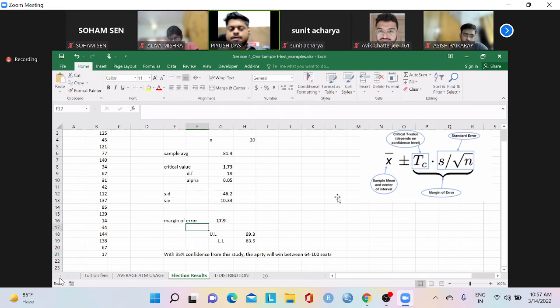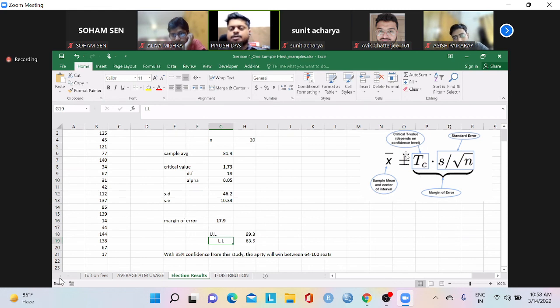So this is where your confidence interval comes in. I know that if I actually collected data from all the people who are going to vote, I would have got a result that this party will win somewhere between 64 to 100 seats. Confidence interval says where your population mean will lie. If I had collected all the data, with 95% confidence the total number of seats this party will win remains between 64 to 100 seats, right?